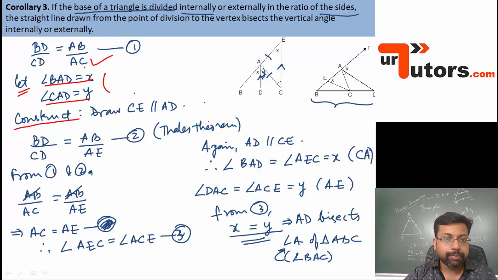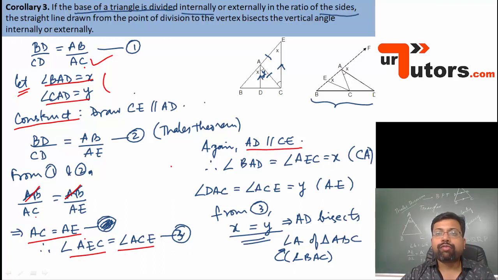And since we have drawn CE parallel to AD, from Thales theorem we have BD by CD is equal to AB by AE. From 1 and 2, we see that the left hand sides are same, so right hand sides can be equated. When they are equated, the AB gets cancelled out and you have AC equal to AE. When AC equals AE, which means it's an isosceles triangle, you have angle AEC equal to angle ACE. Again, AD is parallel to CE, therefore angle X, BAD will be equal to angle AEC. So this will be X by corresponding angle. If this is Y, this is going to be Y by alternate angles.